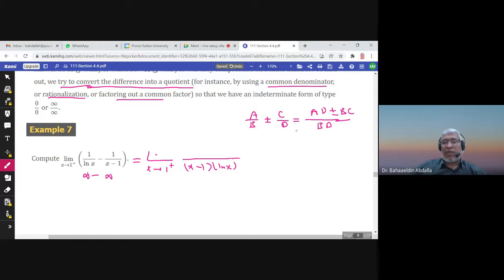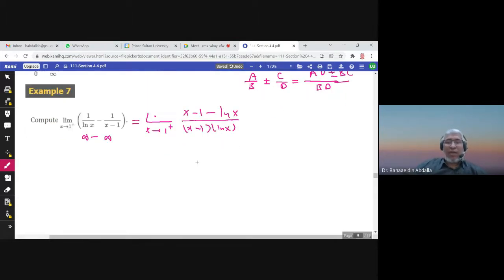So you multiply x minus 1 times ln x. This is in the denominator. You multiply the two denominators. Then in the numerator, x minus 1 times 1, minus 1 times ln x. And now you have a fraction. Try replacing x by 1 now. 1 minus 1 is 0, ln 1 is 0, so I have 0 in the denominator. 1 minus 1 is 0, minus ln 1 is 0. I have 0 over 0, so I can use L'Hopital's rule.